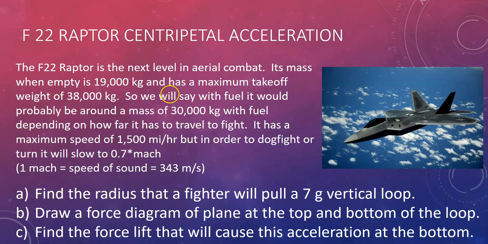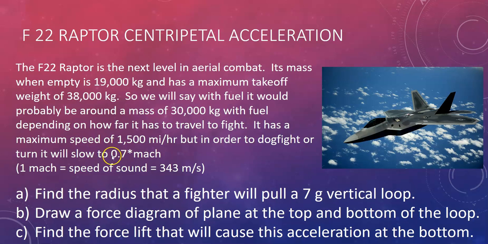Okay. It has a maximum speed of 1,500 miles an hour, roughly 750-ish, 700 meters per second, which is close to Mach 2, which you'll see down here in just a second. But in order to dogfight, they actually slow down to a maximum speed of 0.7 times the Mach. Mach 1 is just the speed of sound. So, of course, we'll have to do some stuff here to find the exact speed that is, and it's obviously going to speed up and slow down.